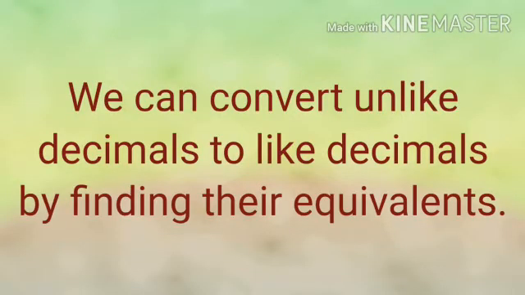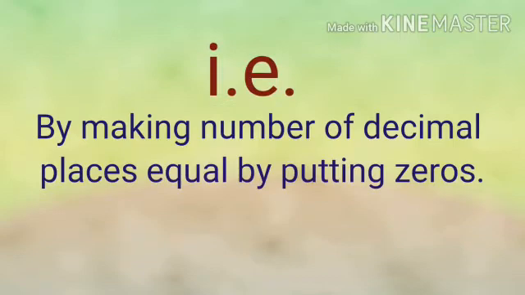We can convert unlike decimals to like decimals by finding their equivalents. It means by making the number of decimal places equal by putting zeros. Students, note down this in your notebook and let us discuss a few examples related to this topic.